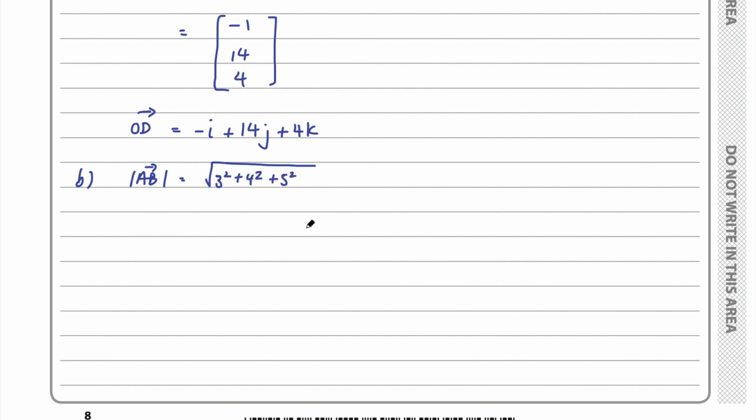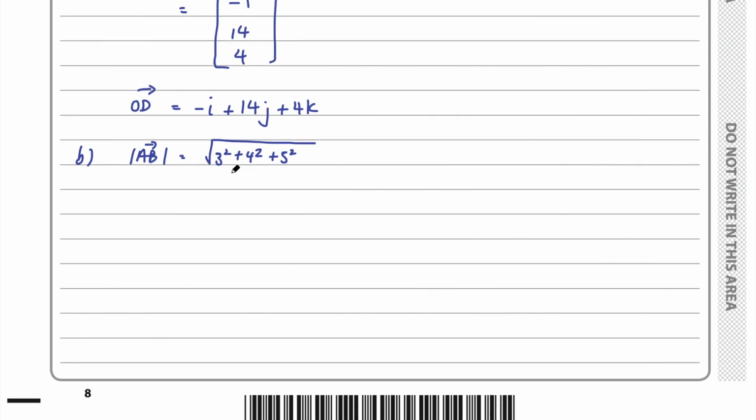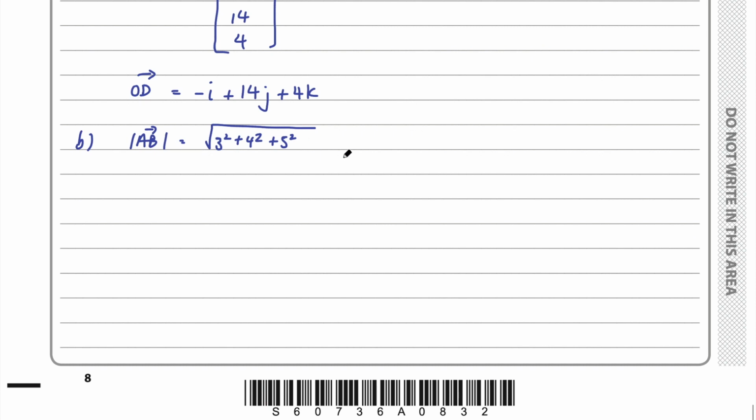And I talked about this in a previous video. You're basically looking at the diagonal of a cuboid. That's how you're finding the magnitude of a vector in 3-dimensional space. And let's go ahead and figure this out. 3 squared plus 4 squared, that's 25. 5 squared is 25, so this is going to be the square root of 50. And then this can be written as the square root of 25 times the square root of 2. The square root of 25 is 5. So the square root of 50 can be written as 5 root 2.